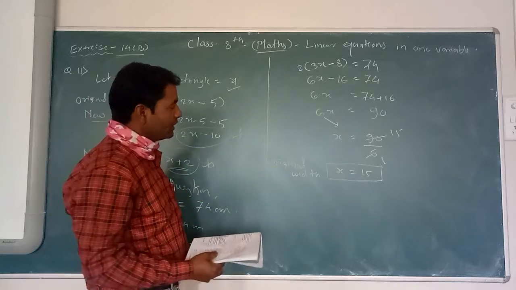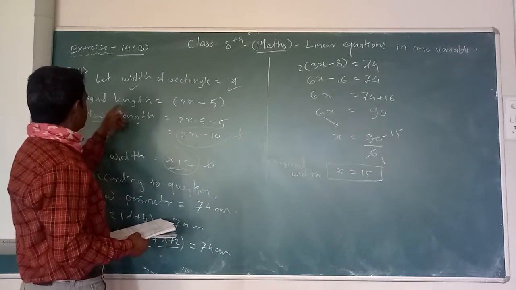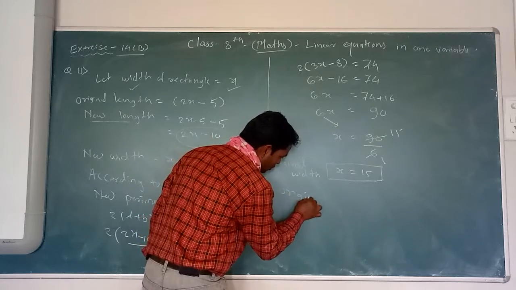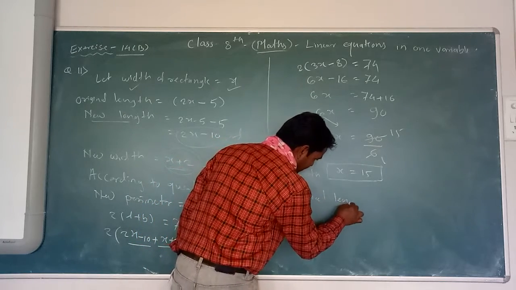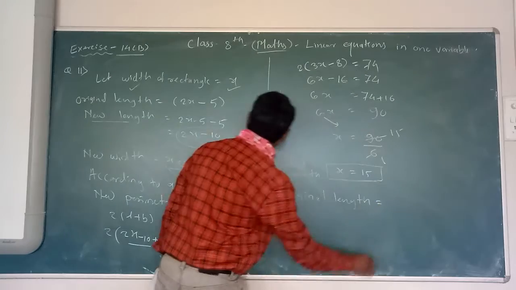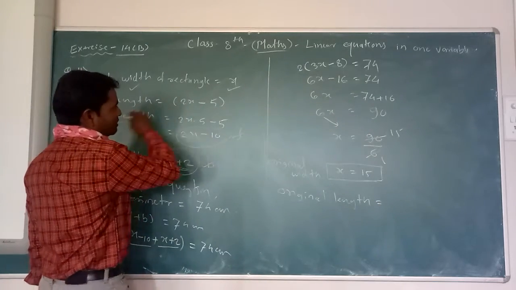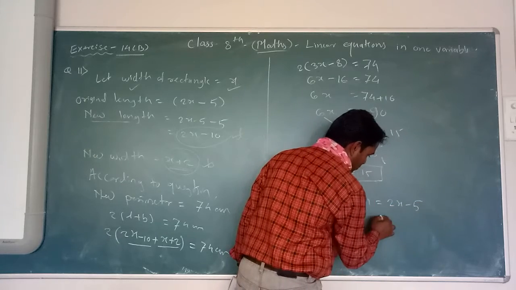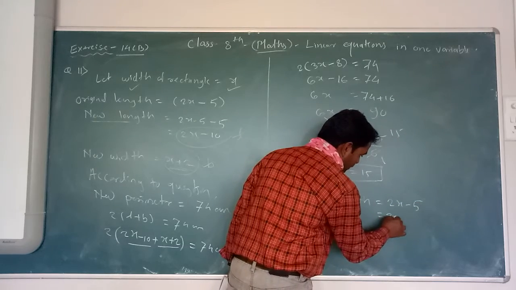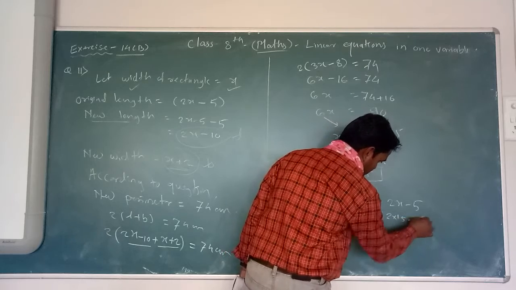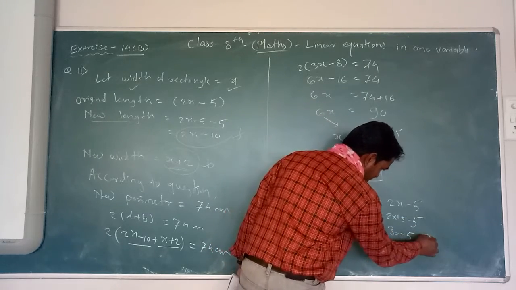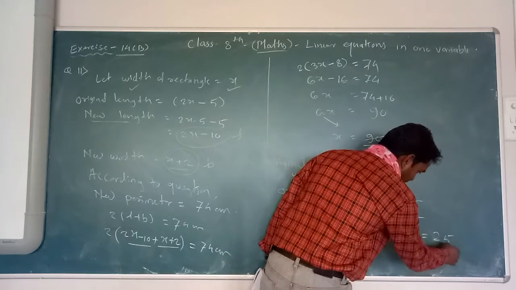Here we have to find out the width. Then we have to find out the original length. Now, original length is equal to the original length we have. That will be 2x minus 5. Put the values here: 2 into 15 minus 5. 2 into 15 is 30. 30 minus 5, the answer will be 25.